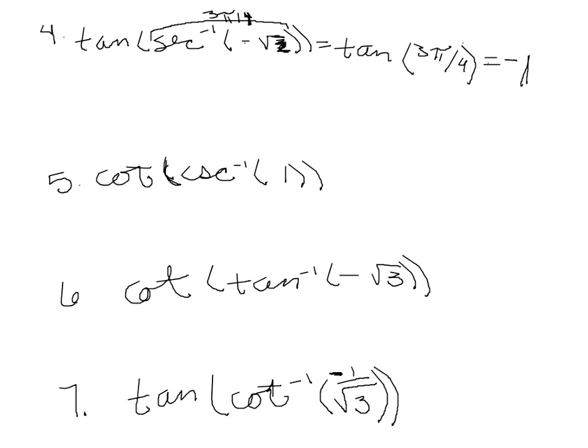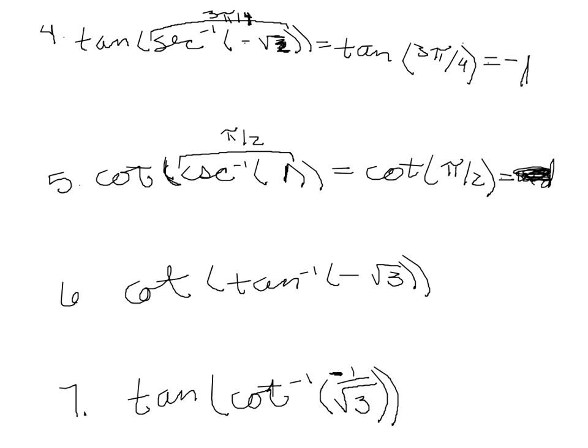Now we look up cosecant of +1, so we go to the cosecant row and look for 1, and we see that that happens at pi over 2. So we get cotangent of pi over 2, and looking in our table, we see cotangent of pi over 2 is 0.